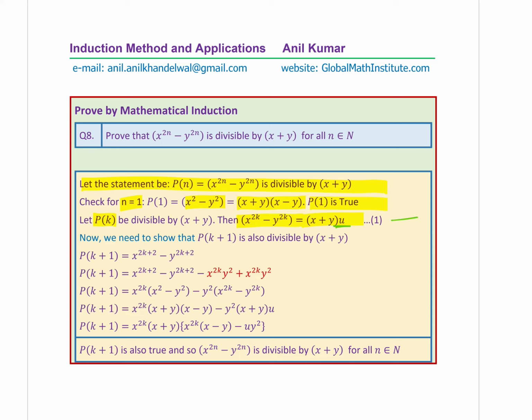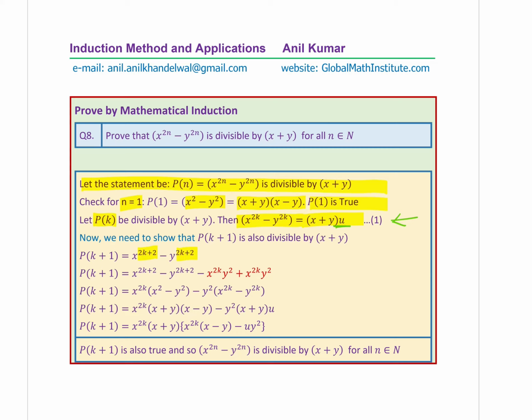This is a very critical step here. So it is a product of x plus y. Now, we need to show that Pk plus 1 is also divisible by x plus y. So what is Pk plus 1? Replace the exponent 2n, where n is now replaced by k plus 1. So I straight away wrote 2k plus 2. When you open the bracket, you get 2k plus 2. Now you should understand that when I'm writing x to the power of 2k plus 2, it really means x to the power of 2k times x squared.